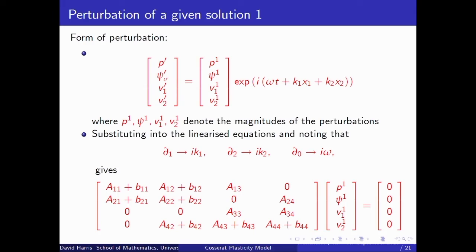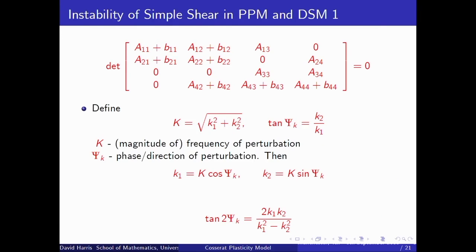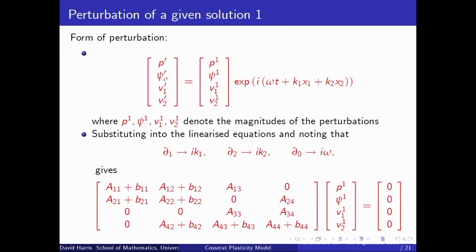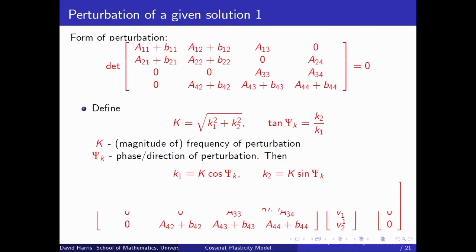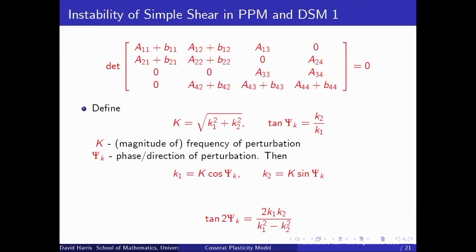Derivatives go to those algebraic quantities, and we will end up with a system of equations that looks something like that. I'm not going to write down what the capital A's and little b's are because they're rather complicated and I don't have time. We will get non-trivial magnitudes of the perturbations if the determinant is 0. And this definition is of crucial importance. The really important quantity is tan 2 psi k. I'm going to call k the magnitude of the frequency of the perturbation, and psi k the phase or the direction of the perturbation. This tan 2 psi k is the key quantity.